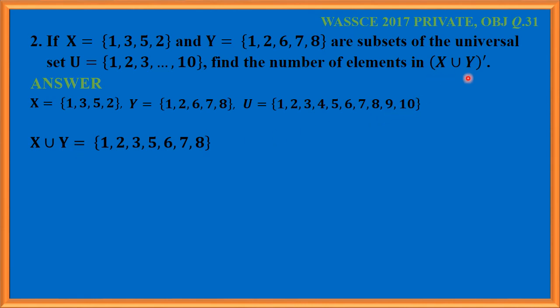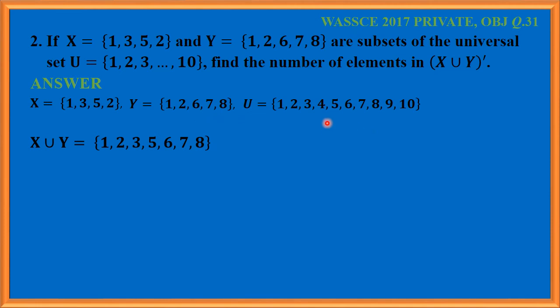Now to find (X ∪ Y)' means we should find elements which are in the universal set but cannot be found in X ∪ Y. So 1 is here, 1 is there, 2 here, 2 there, 3 here, 3 there. We don't have 4, 5 here, 5 there, 6 here, 6 there, 7 here, 7 there, 8 here, 8 there.